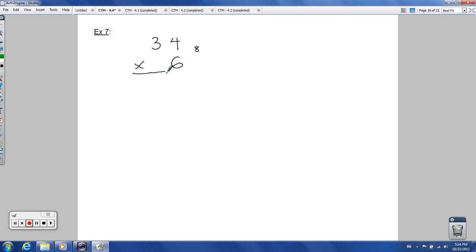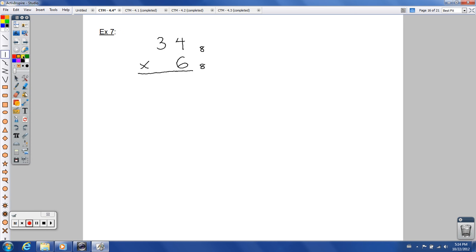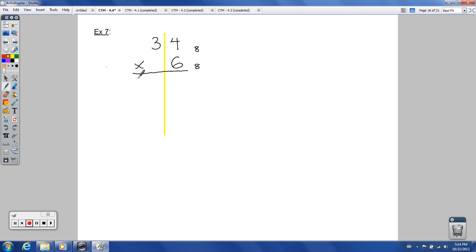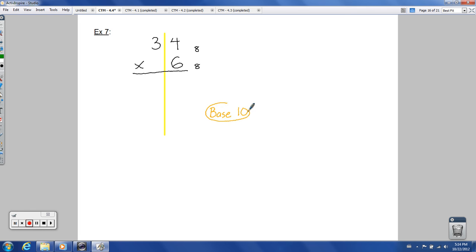So 34 base 8 times 6 base 8. What is that going to give you? I'm going to go back to my columns here, adding in some light lines for you to help differentiate what's what. So this is going to be down here. This is going to be base 10 stuff again. So base 10. That work coming down here.